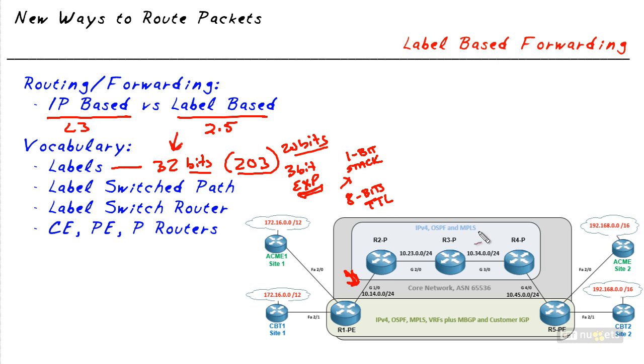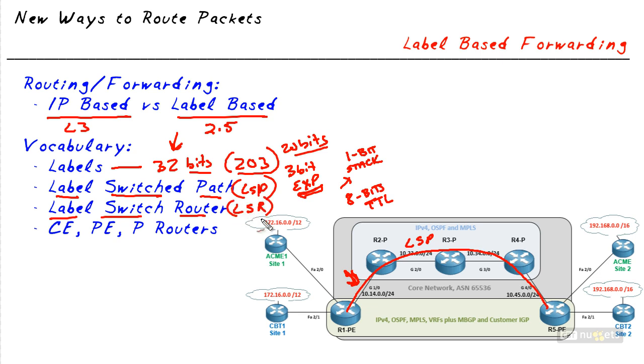Now when MPLS is enabled and working, and all these routers know how to forward based on the labels, they have a special term for that path that is going to follow, and that's called an LSP, a label switched path. And routers like R2 and R3 and R4 and R5, who all know how to participate and forward based on labels, we call them LSRs, or label switched routers.